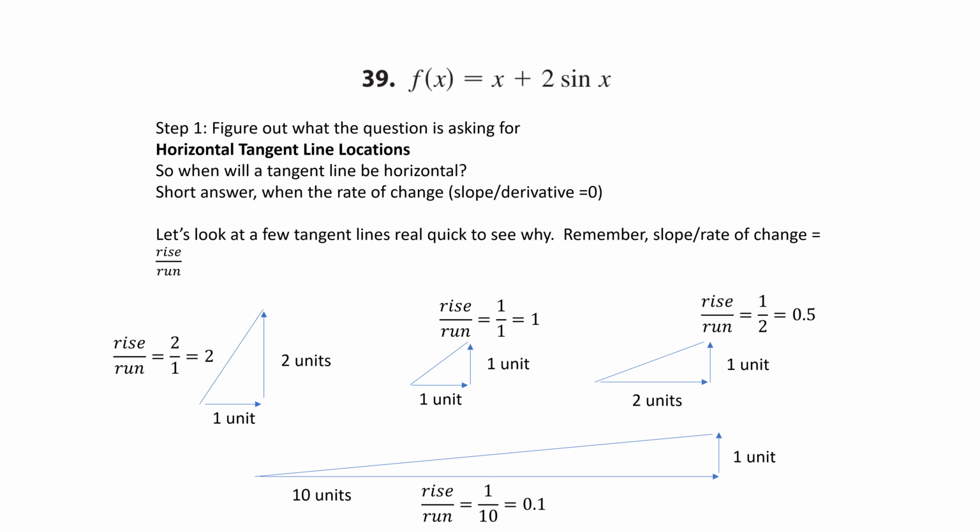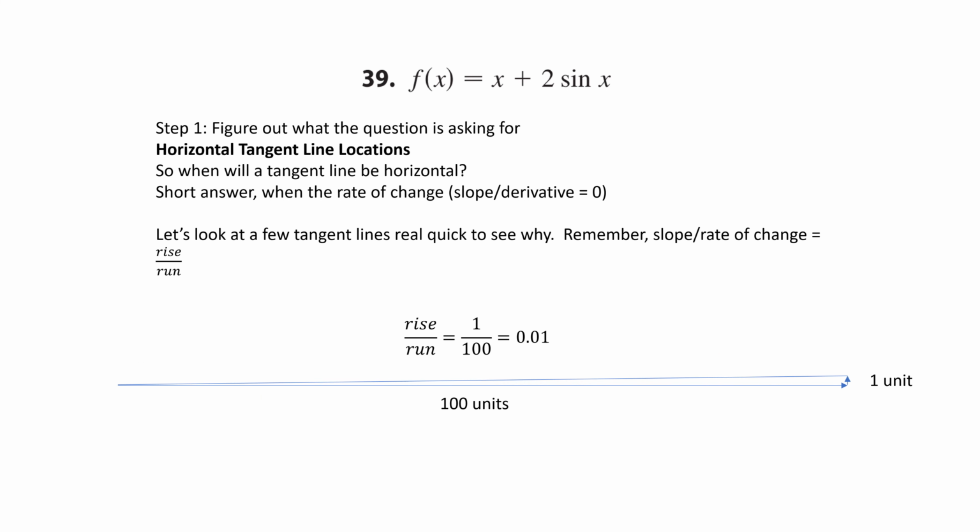What you'll notice though is that with each one, this tangent line is getting closer and closer to horizontal, and as it does, this number is getting smaller and smaller. It went from 2 to 1 to 0.5 to 0.1. And if we look at an extreme example where there's, say, 100 units in the x direction and just 1 unit in the y direction, it's now down to 0.01, and it's getting suspiciously close to 0. So in fact, if there's no rise at all, if you take 0 and divide it by any number of x units, it's always going to be 0. So a horizontal tangent line is going to have a slope of 0.